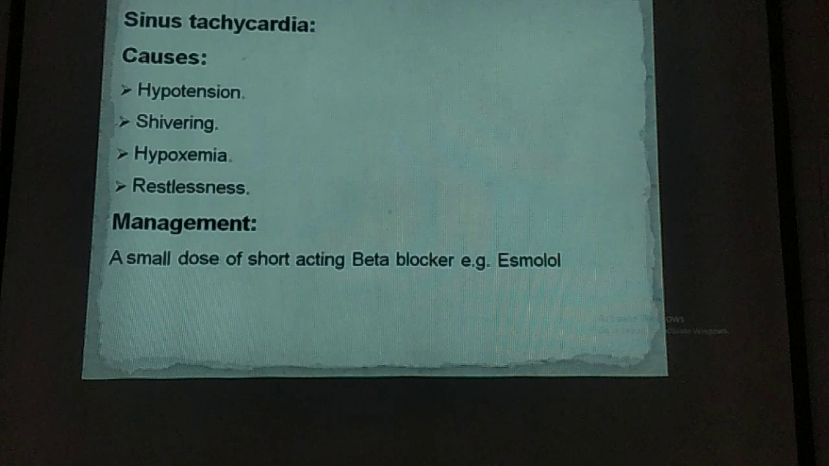Sinus tachycardia. Causes are hypotension, shivering, hypoxemia, hypoglycemia, restlessness. Management: a small dose of short-acting beta blocker such as esmolol. If hypoglycemia occurs, then we treat it with glucose infusion.